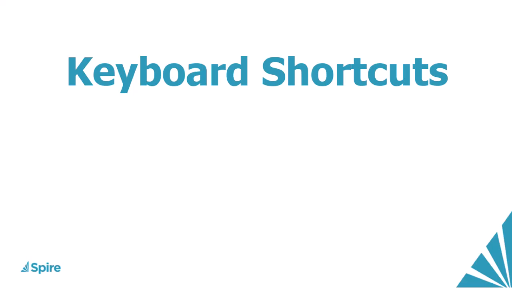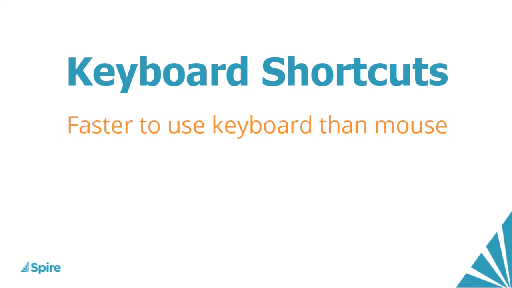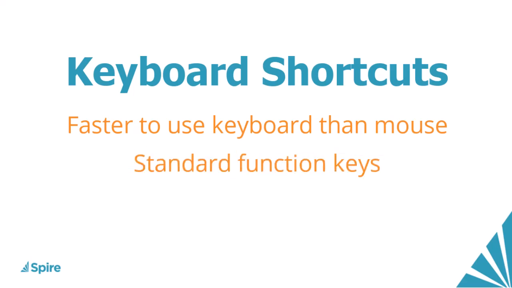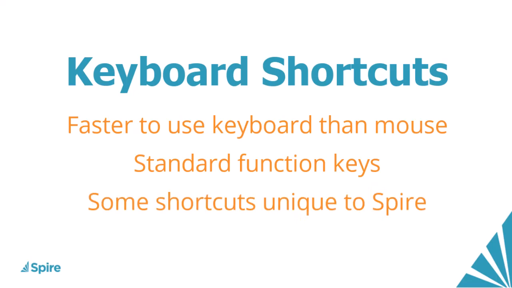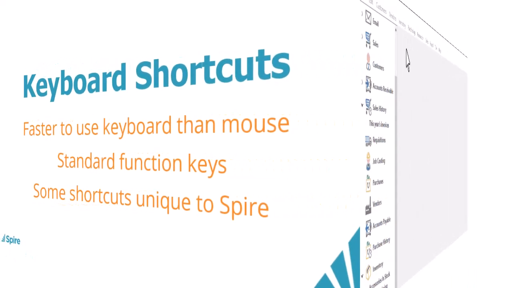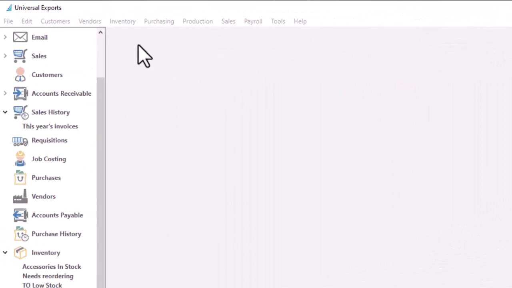When navigating through grids and screens, it is often faster to use keyboard shortcuts instead of the mouse. Spire performs many standard processes with function and other keys, including some shortcuts uniquely available to Spire in specific areas. Some keyboard shortcuts can be used from the main Spire window, before editing a record or creating a transaction.